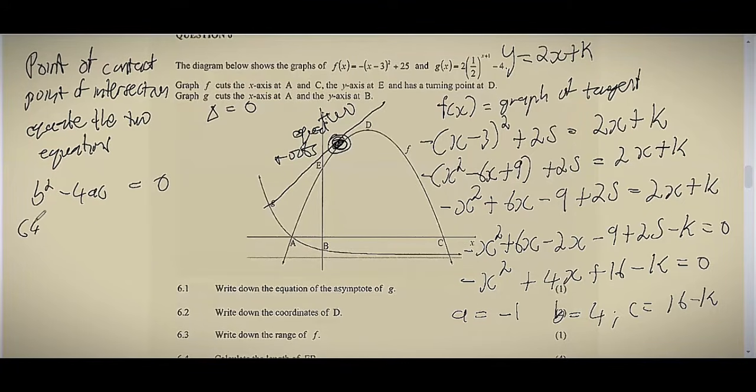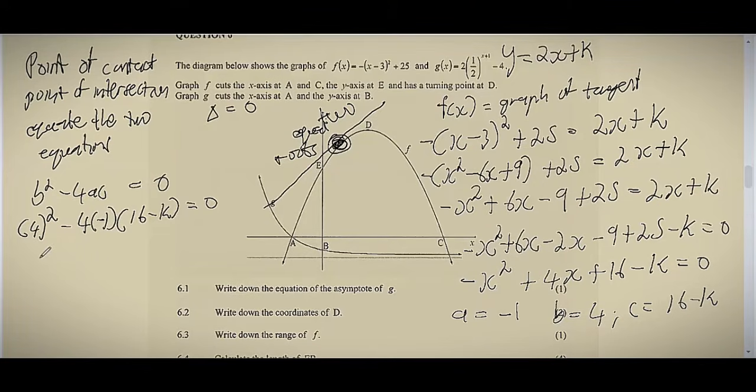So what is our b? It's 4. So we have 4 squared. And then what is our a? Negative 1. Then our value for c is this expression here, 16 minus k, equals 0. So at this point, we are now looking for the value of k. Note that we are no longer dealing with x here. The only unknown that we now have is k. So we have solved the part where we have two unknowns.